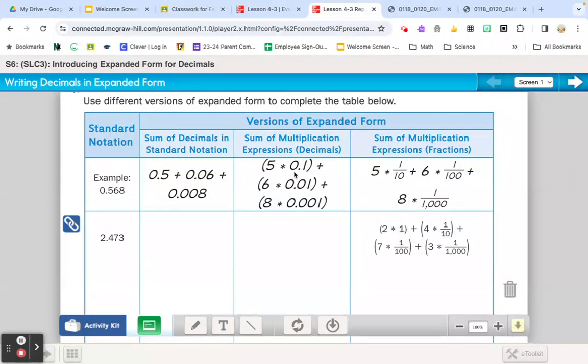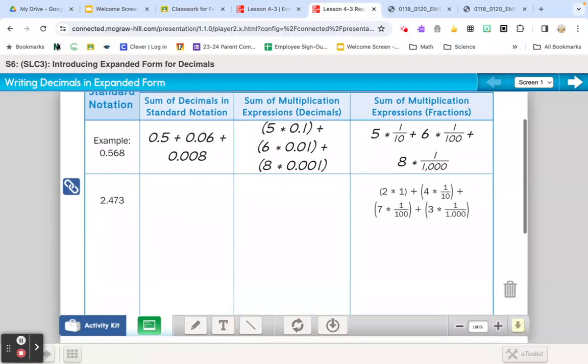So it is the same exact thing. I would actually do these first, these two columns, and then move on to the last one. So it's saying you have a 5 in your tenths place. Instead of saying a tenth in decimal form, they're using the equivalent fraction form. And then a 6 in your hundredths place. Instead of using the decimal form, they use the fraction form. And then an 8 in your thousandths place. Again, they use the fraction form.